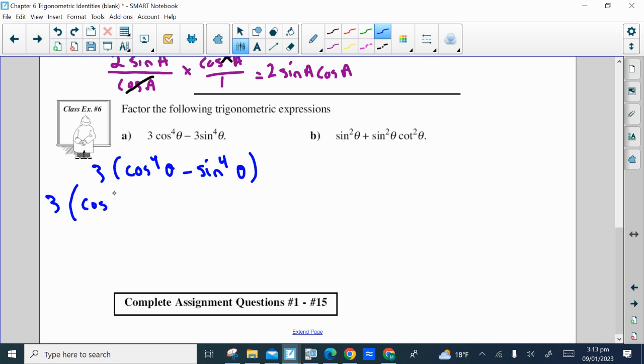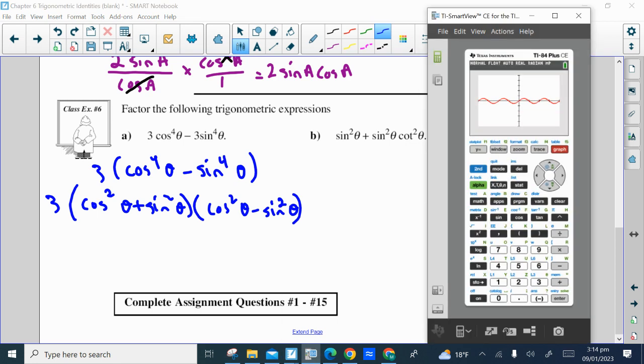You take the square root of the first term. The square root of cos 4th theta is cos squared theta. And the square root of sine to the 4th theta is sine squared theta. And then one's a plus, one's a minus. Remember how you factor difference of squares? So right now we have 3 factors. The number 3, cos squared theta plus sine squared theta, cos squared theta minus sine squared theta. What does cos squared theta plus sine squared theta equal?